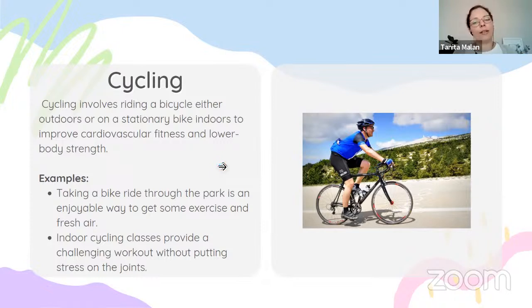Examples. Taking a bike ride through the park is an enjoyable way to get some exercise and fresh air. Okay. And indoor cycling classes provide a challenging workout without putting stress on the joints. Okay, so here, low impact, right? Because the foot isn't hitting the ground, it's just going round. There's nothing pushing on it. So it's really good for your knees or your ankles. It's a more low impact. Okay. Of course, it's not low impact if you fall.